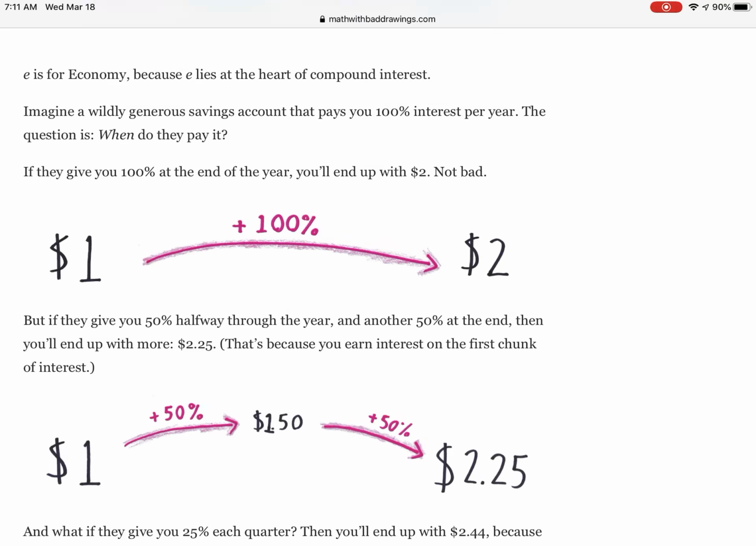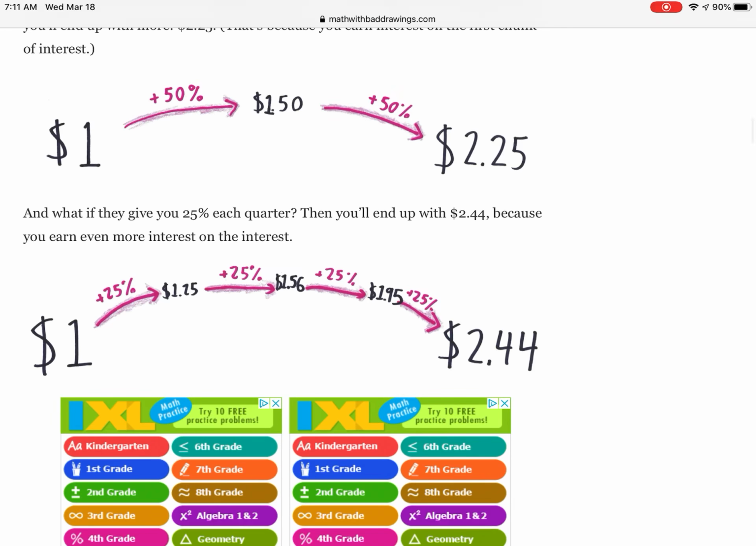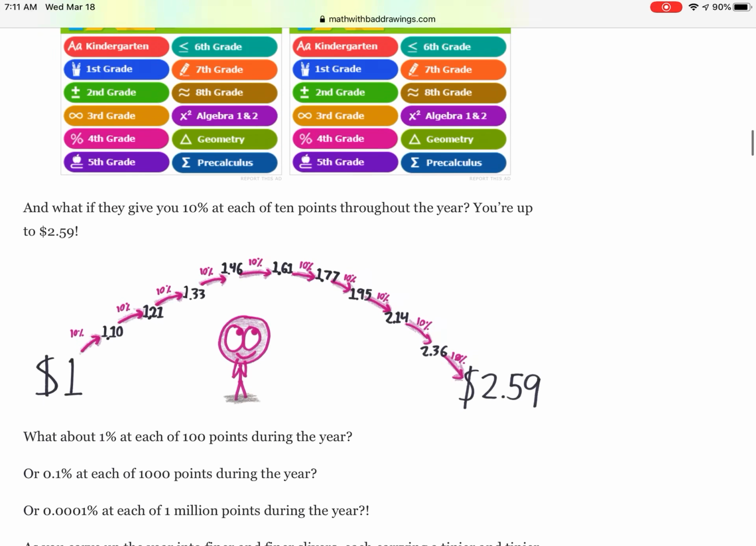So if you think about it, at the end of a year, you would have $2. But if we collected interest twice a year, you end with $2.25. And again, this goes through that idea that you're earning interest on your interest. So that halfway point, you had $1.50, but now when you collect the remaining 50%, you end up with a higher amount. Now, if you do this quarterly, we can talk about how you end up with even more. And then they did an example where they did 10 times a year.